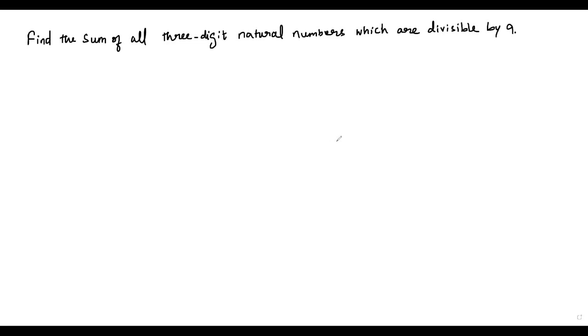Okay, so already we know that natural numbers are integers which start from 1. That is 1, 2, 3, 4. So these are all called natural numbers. Among the natural numbers, first we have to write the 3-digit natural numbers. So the very first 3-digit natural number is 100, because before 100 we have 99, it contains only 2 digits. The very first 3-digit natural number is 100.